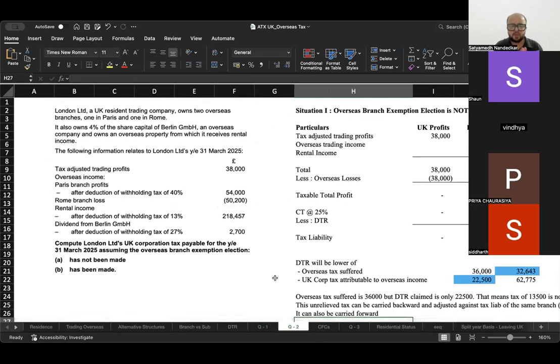Now, this is an interesting situation where you have operations in different parts of the world. The Paris branch has a profit of 54,000 after deduction of withholding tax of 40%. The Rome branch has suffered a loss of 50,200. There is rental income and then there is dividend income from a Berlin company. Compute London Limited's UK corp tax payable for the year ended 31st of March 25, assuming that the overseas branch exemption election has not been made. See, if the election has not been made, then you will be able to adjust the loss of the Rome branch against profits of the head office.